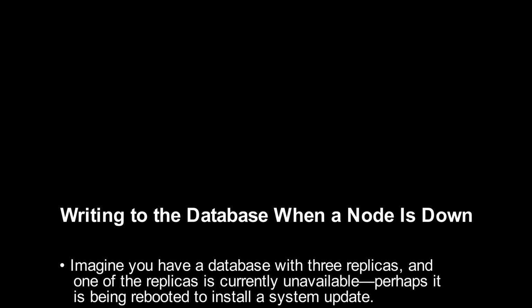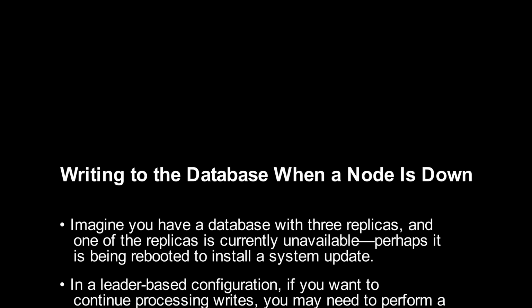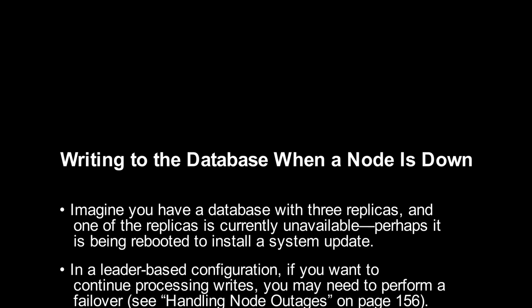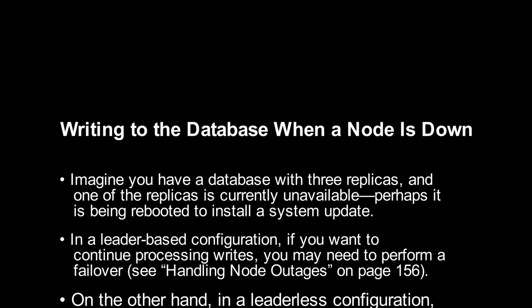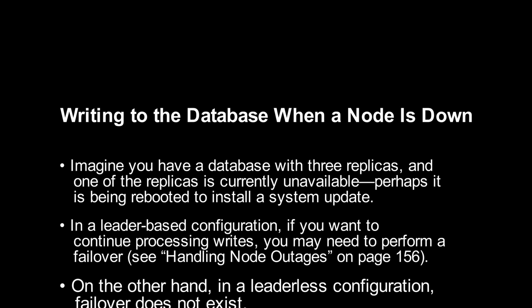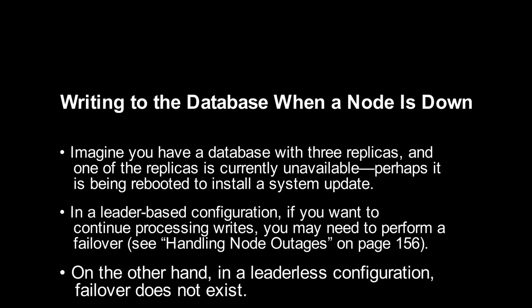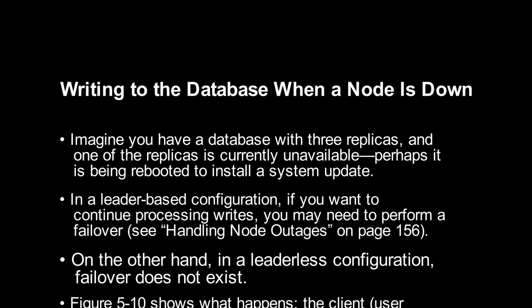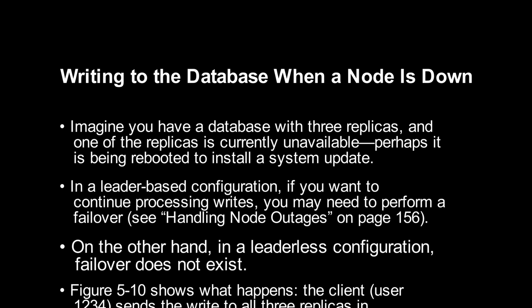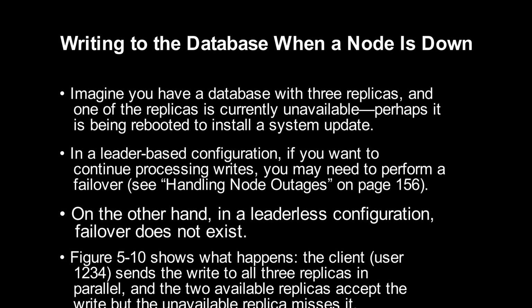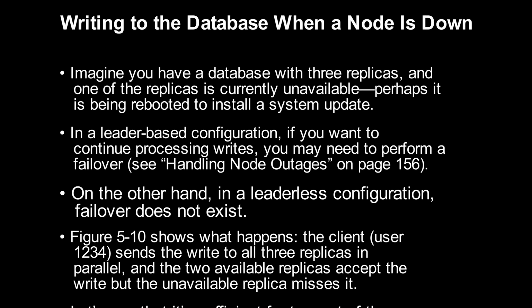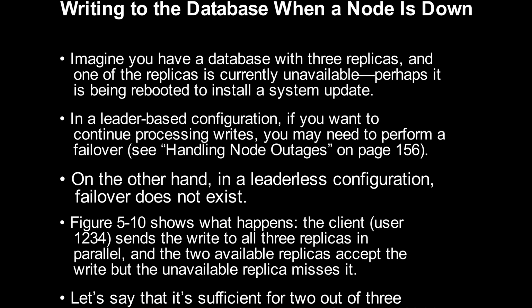Writing to the database when a node is down. Imagine you have a database with 3 replicas, and one of the replicas is currently unavailable. Perhaps it is being rebooted to install a system update. In a leader-based configuration, if you want to continue processing writes, you may need to perform a failover. See handling node outages on page 156. On the other hand, in a leaderless configuration, failover does not exist. Figure 5-10 shows what happens.